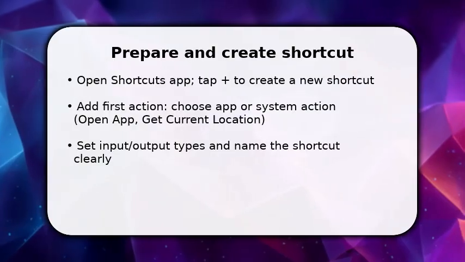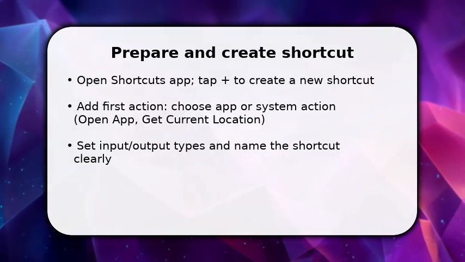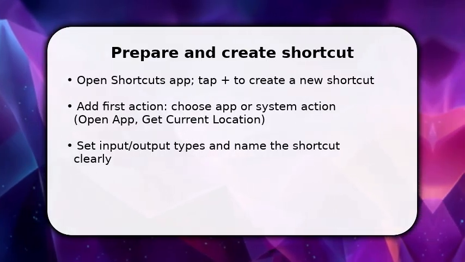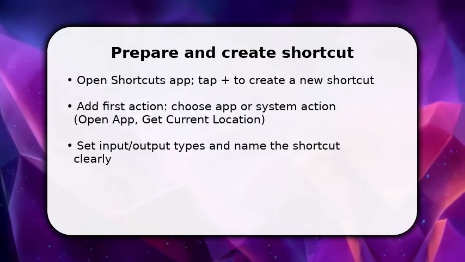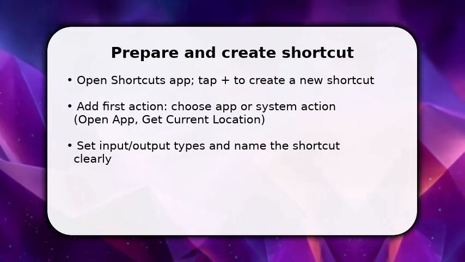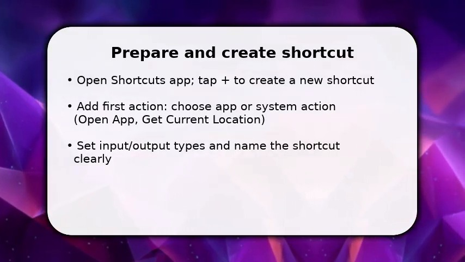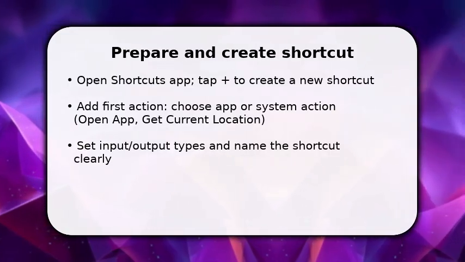You start by opening Shortcuts and tapping the plus icon. This immediately begins a new shortcut. Add your first action, pick an app or a system action like Open App or Get Current Location, because the initial action defines the flow. Once done, set the input and output types and give the shortcut a concise name so you can find it later. Make sure to test this first action with Run to confirm it behaves as expected before adding complexity.